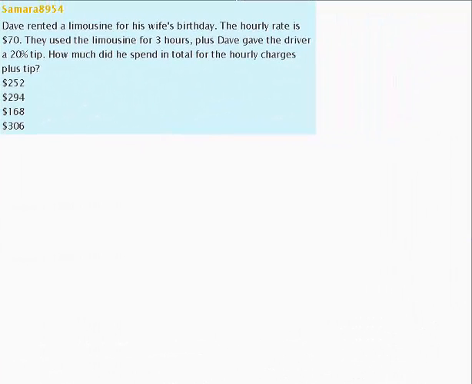Today I'll be solving a question that was posed by Samara8954, and the question reads, Dave rented a limousine for his wife's birthday. The hourly rate is $70. They used the limousine for 3 hours, plus Dave gave the driver a 20% tip. How much did he spend in total for the hourly charges plus tip?